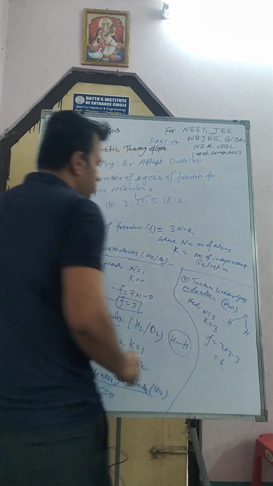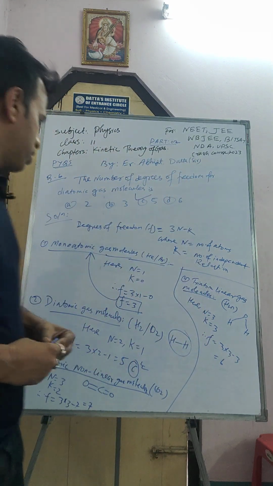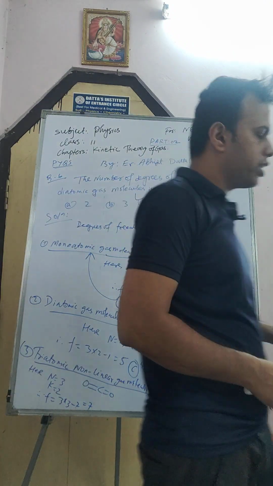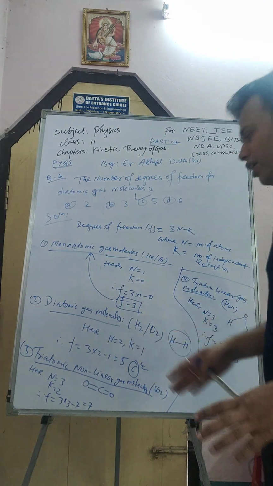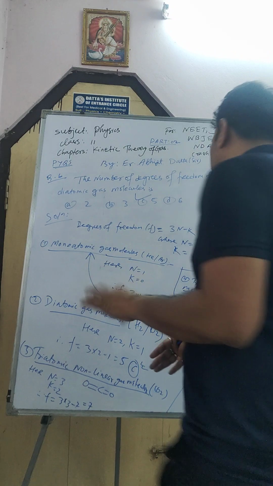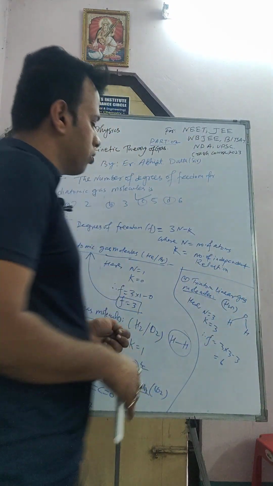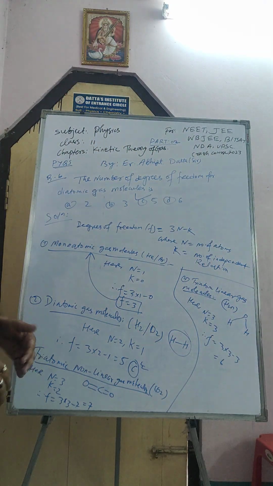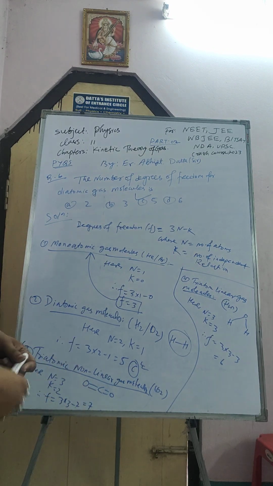So we have to remember, if they ask for a triatomic linear gas, the degrees of freedom will be 7, and for a triatomic non-linear gas, it will be what? 6. Okay, and other formulas are also there.